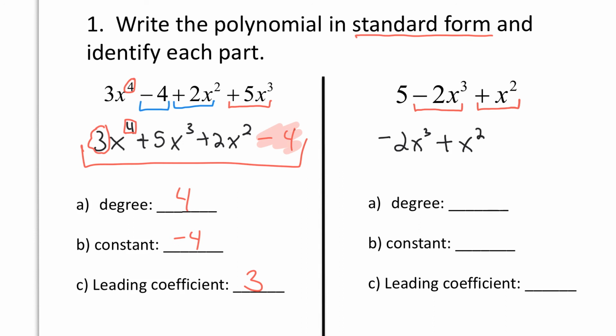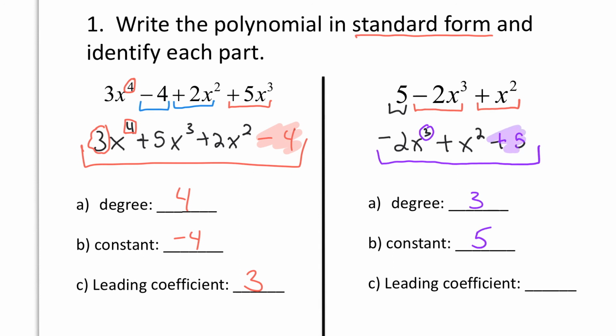And the next one should be an x to the first power. Again, we are missing that term here. So we just go to the constant. And the constant is a positive 5, plus 5. So now you can look for the components. My standard form is negative 2x cubed plus x squared plus 5. Degree is 3. That's the highest exponent right there. Constant is positive 5. That's the last number, the number with no variable.